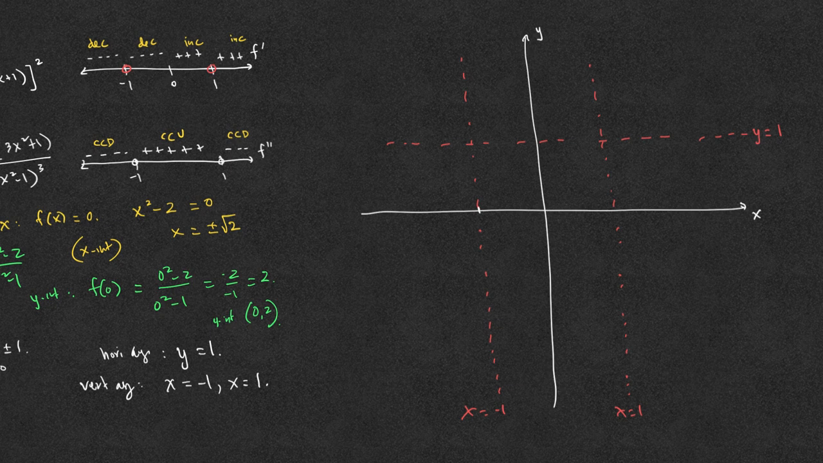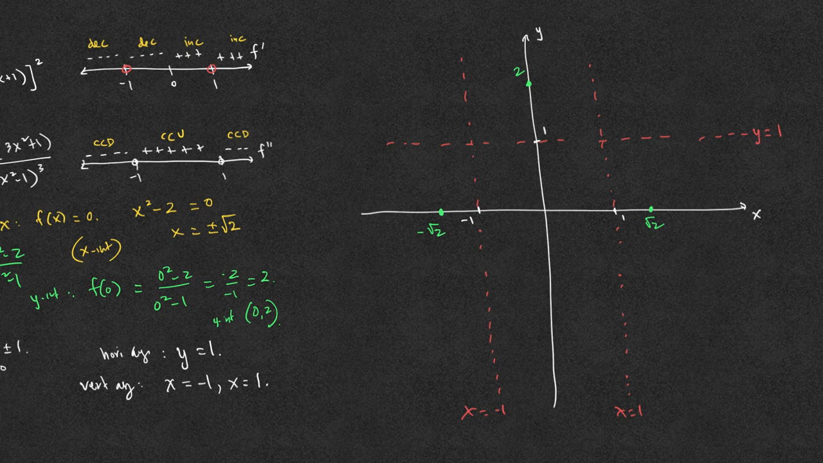The vertical asymptote occurs at x equals negative 1 and 1. Horizontal asymptote y equals 1. We also have the x-intercepts at the square root of 2 and negative the square root of 2. The square root of 2 is roughly 1.4, and so the x-intercepts are roughly 1.4 and negative 1.4. These are negative the square root of 2 and the square root of 2. There is a y-intercept as well at x equals 0 and y equals 2.